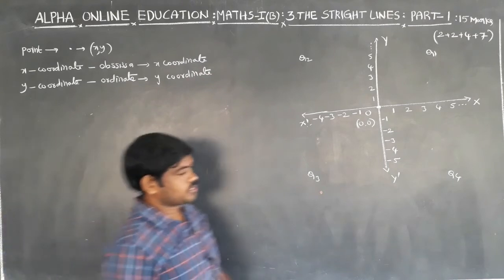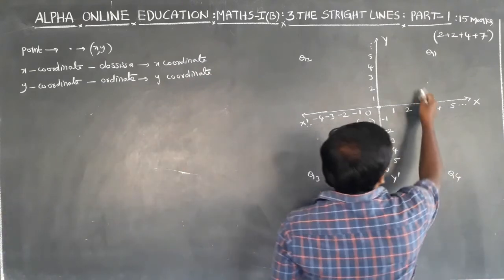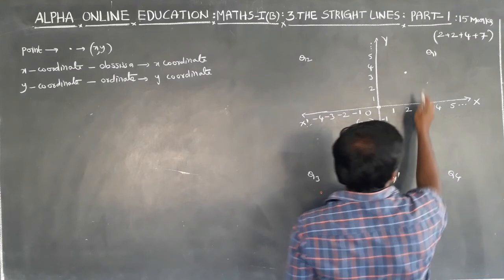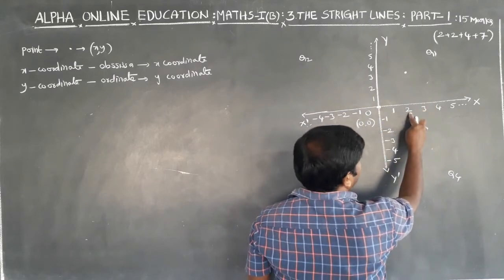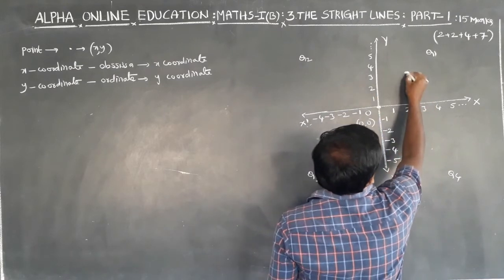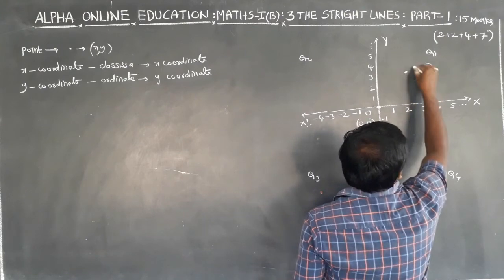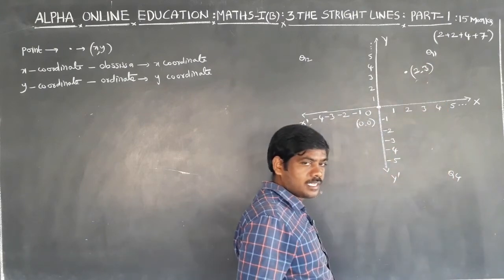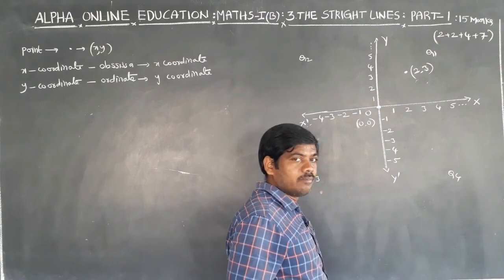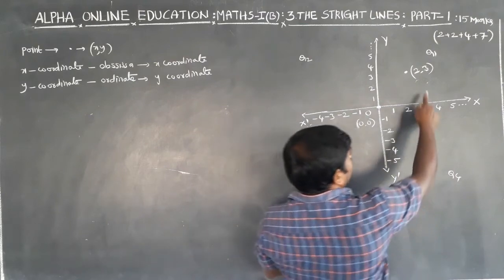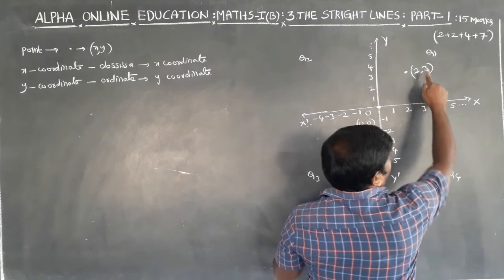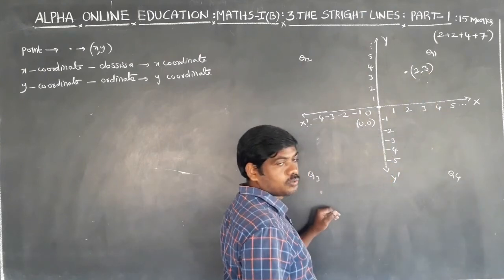In the first quadrant, this is the point with x value 2 and y value 3. This is the point (2, 3). The first element is the x coordinate and the second element is the y coordinate. This is the point (2, 3) in the first quadrant.